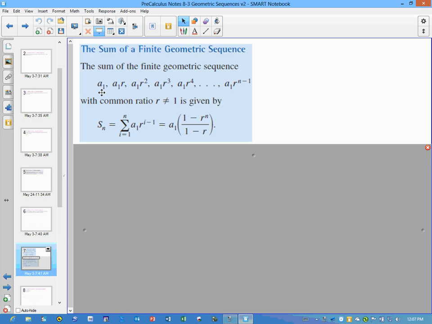If we go a sub 1 all the way through the nth term, a sub 1 times r to the n minus 1, then as long as the common ratio is not 1, then this sum, and we will see the derivation of this formula when we do induction later on, this sum is going to be the first term times 1 minus r to the n over 1 minus r.